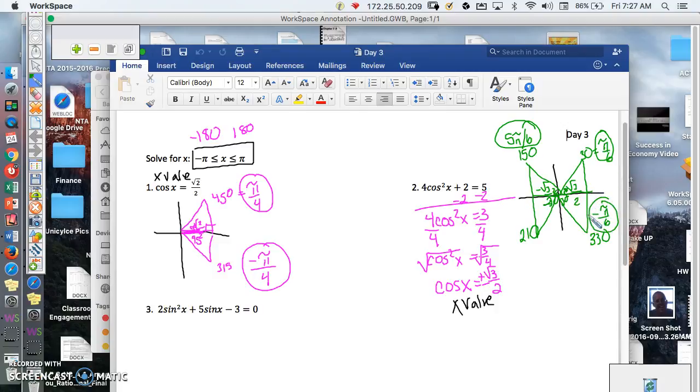And then let's see, going backwards to here, that's going negative, let's see, 150 degrees. So that'd be negative 5 pi over 6. So we have to keep in mind our answer has to be between negative 180 and 180. So we won't use that 210 or that 330.